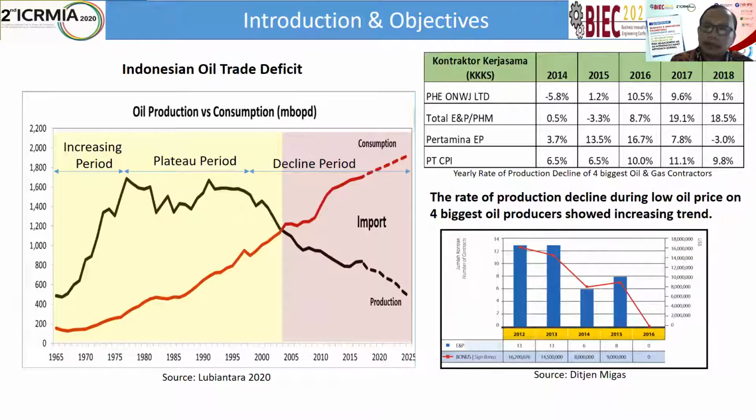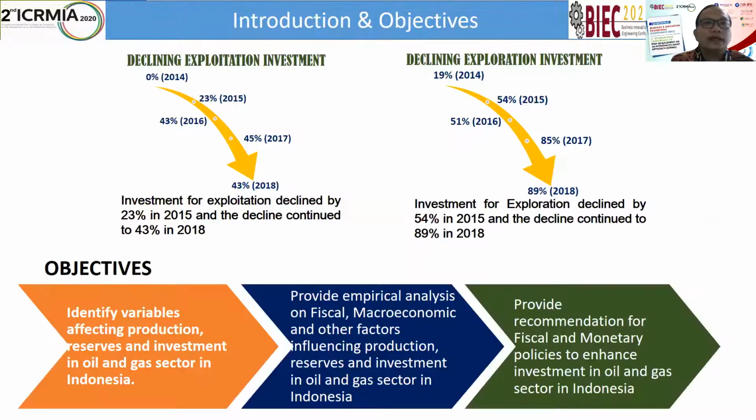The picture below is showing the reduction of new contract signings. When the oil price declined in 2014, almost 50% of contract signings were reduced. This is really a critical situation for Indonesia. That's why we need an immediate solution for this. Not only is production declining, but investment in both exploitation and exploration is also declining. Even exploration investment declined by 89% in 2018.